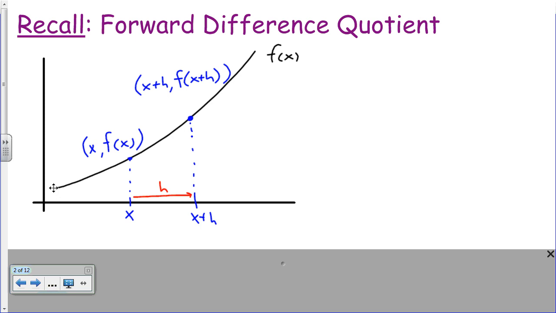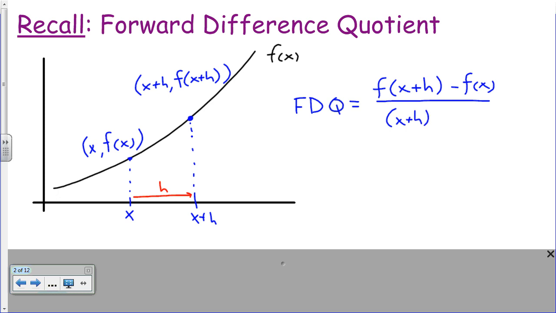And then the forward difference quotient was just the slope between those two. Again, it was called the forward difference quotient because from point x we moved forward that distance h. So our forward difference quotient, abbreviated FDQ, is simply the slope here. It's the change in y's over the change in x's. So it's f of x plus h minus f of x, all over x plus h minus x.